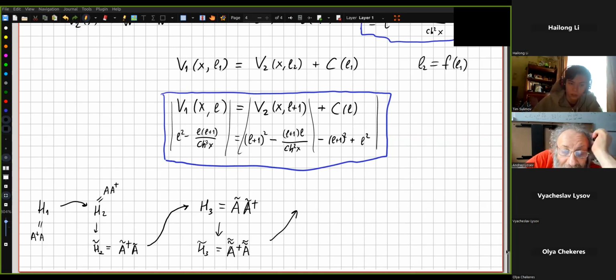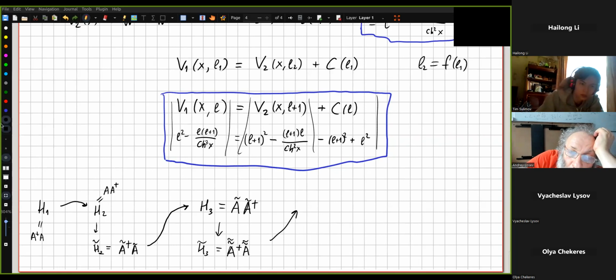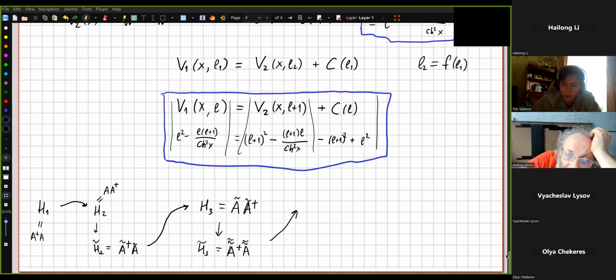In general, this just continues on and on and on, and perhaps at some point we'll reach some kind of a stable point, and nothing serious will change. Maybe just the constant. Every time we'll get a shift by a constant, and the overall shape will not change, but it doesn't matter now. The idea is that we can apply the procedure of finding a partner Hamiltonian many times.